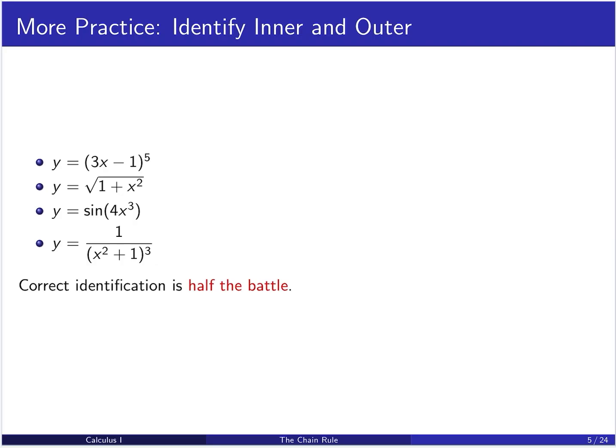In the fourth one, we have y equals 1 over (x squared plus 1) cubed. So we can write (x squared plus 1) to the negative 3. So the last operation is the negative 3 power. The outer function will be u to the power negative 3, and the inner function will be x squared plus 1.